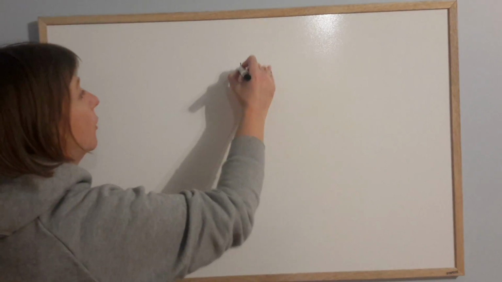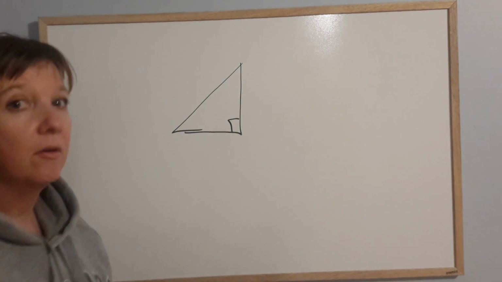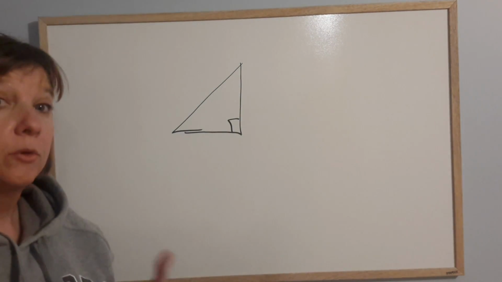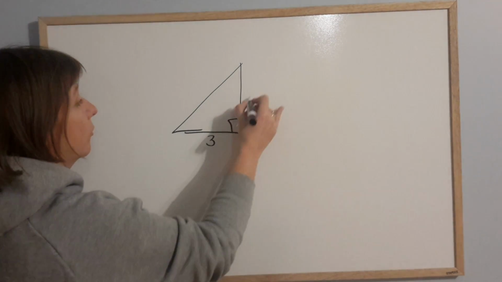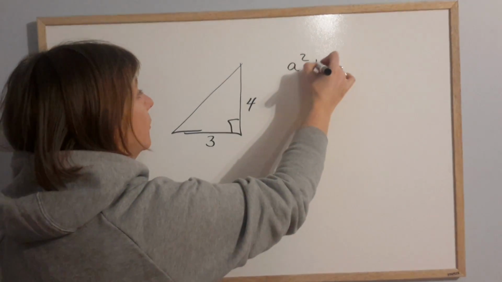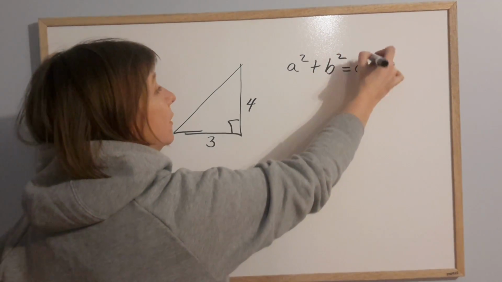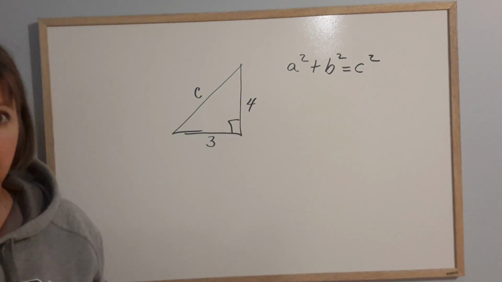So the section on Pythagorean theorem, we were dealing with right angle triangles. And we said when you have a right angle triangle, if you know two sides, you can find the third one. So if we know that this was 3 and this was 4, we could use Pythagorean theorem, a squared plus b squared equals c squared, and we could figure out what the c was.